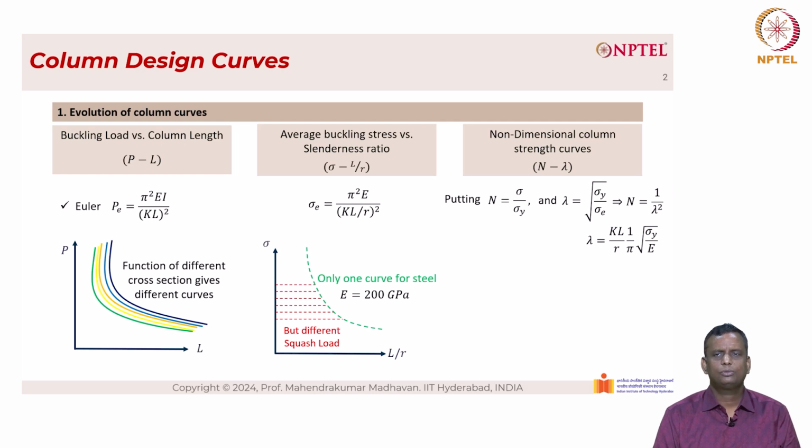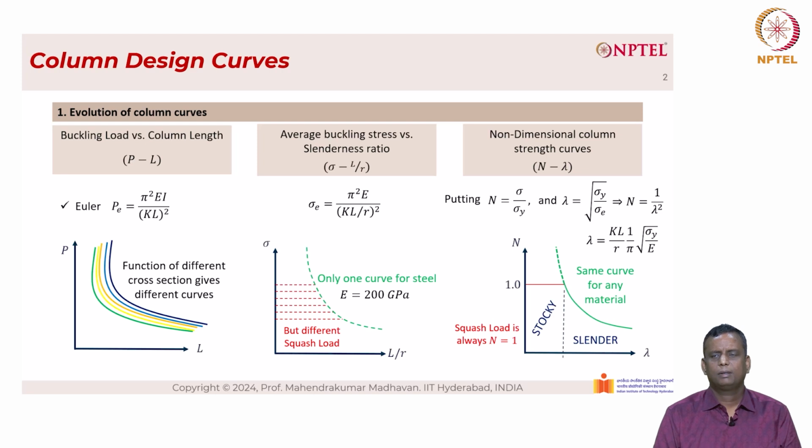Here n equals sigma by sigma y. So we are non-dimensionalizing the stress, and the slenderness is also non-dimensionalized as lambda equals root of sigma y by sigma e, which gives n equal to 1 by lambda square. Lambda equals KL by r into 1 by pi root of sigma y by E. So when we plot n and lambda, we get one single curve regardless of the squash loads for the type of steel that we use.